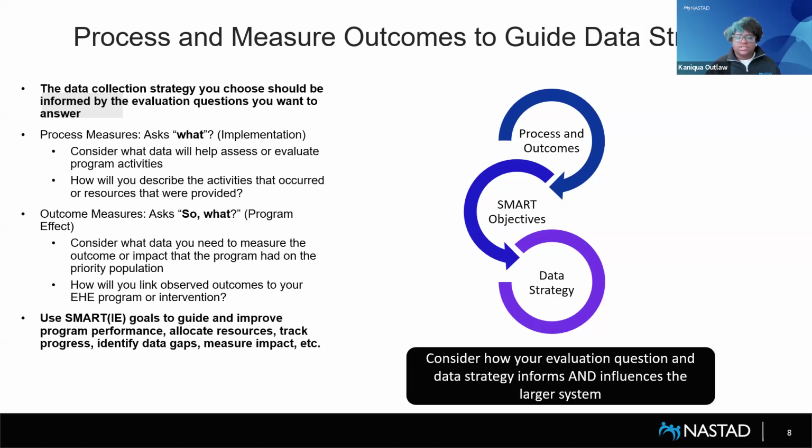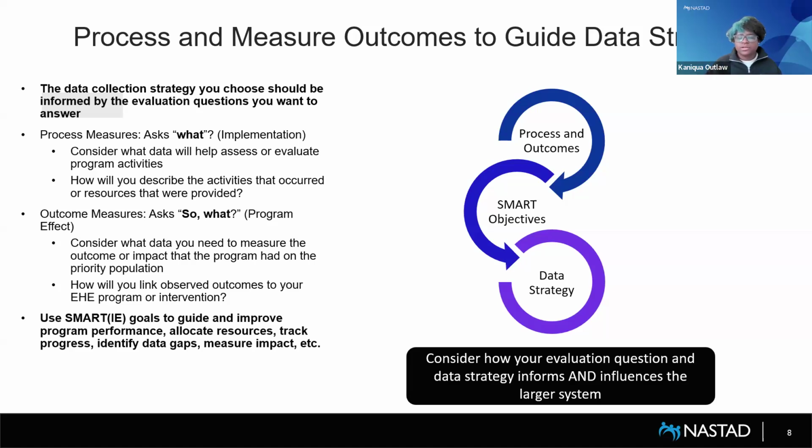Now, your outcome measures, here's when you're asking, okay, this is the process that was implemented. This is what I did. Now you're asking yourself, so what? So what kind of change was perceived or observed? What direction did those changes occur? So these outcome measures should be connected to your SMART or SMARTY goals so that you can ensure that you're directly addressing the outcomes that you initially outlined during your goal or objective setting.